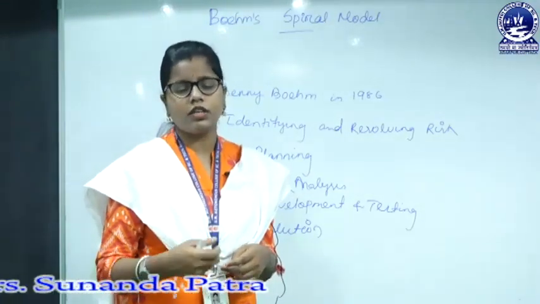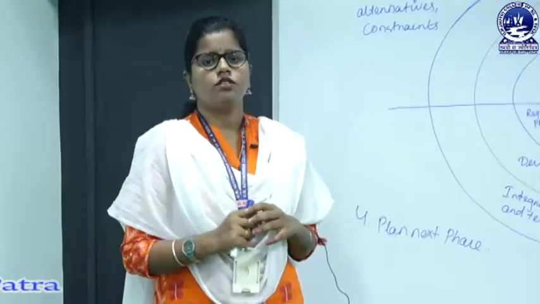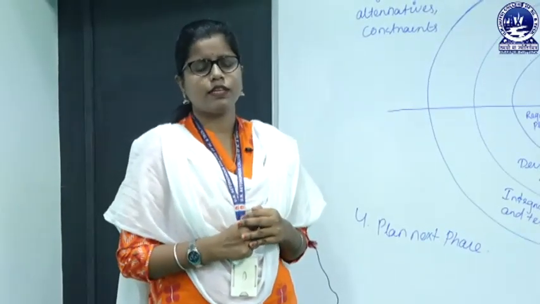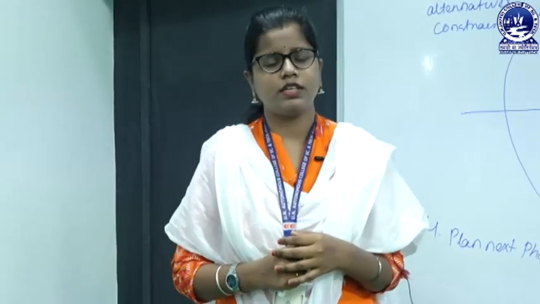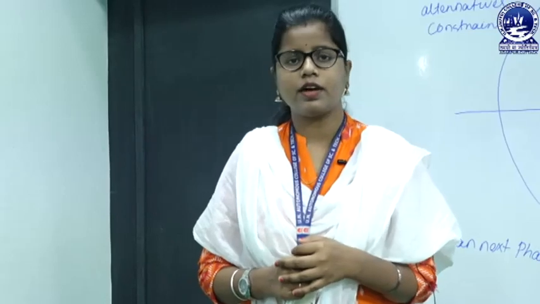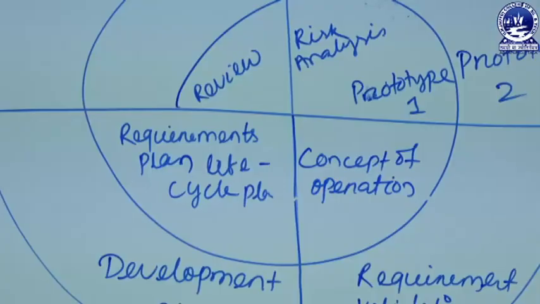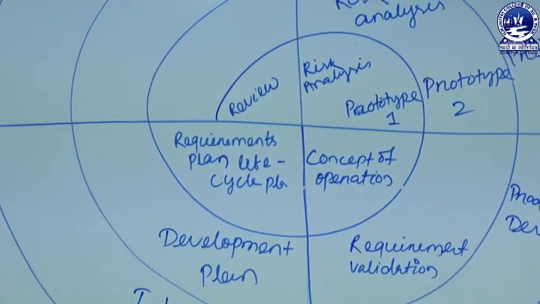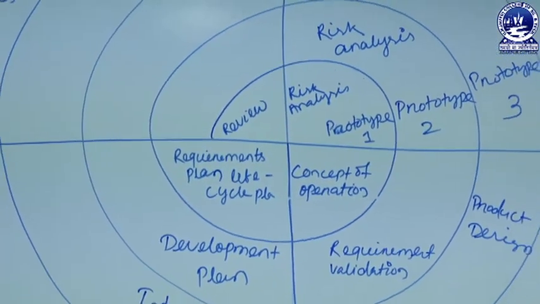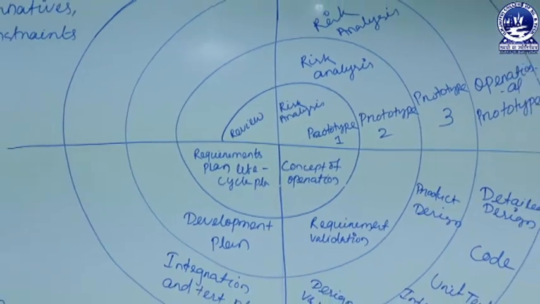Let's draw the diagram for the spiral model. So let's start explaining the spiral model. Looking at the figure may seem very difficult, but it is actually quite easy. So don't get confused by looking at the figure. Just draw the figure phase by phase. It will be very easy. So look at the figure carefully.